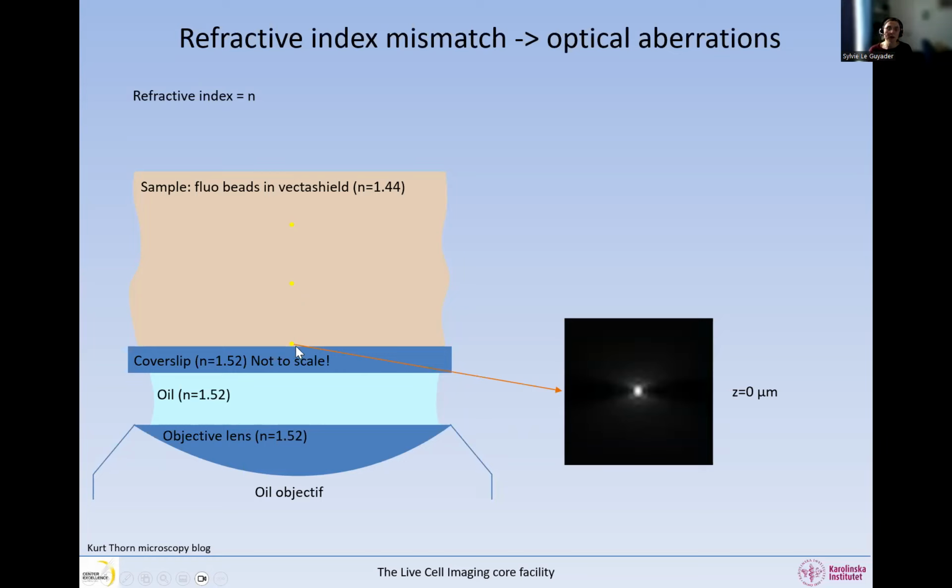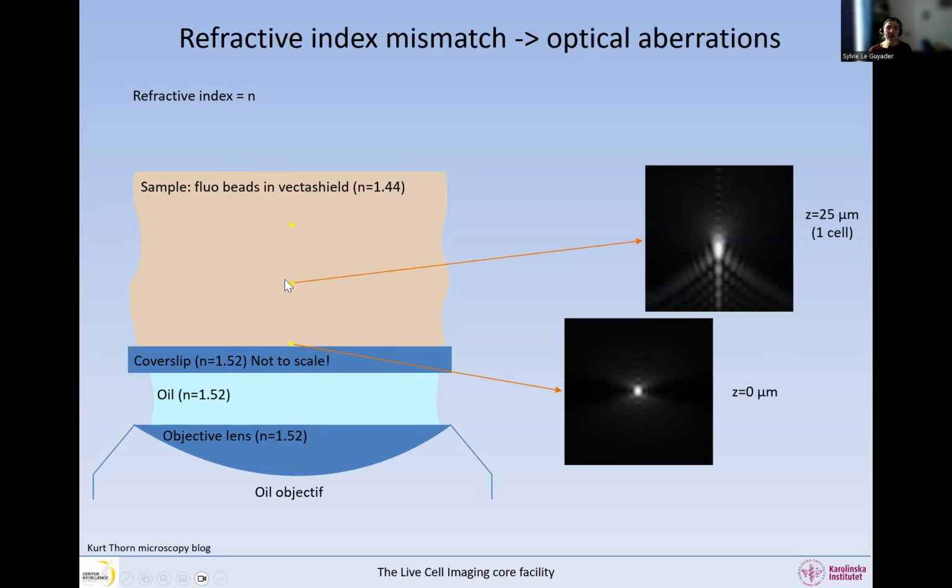If we look at the point spread function that is created by this bead, so the image of this bead, when we image it, this is what it looks like. So Z equals 0 means that the bead is stuck onto the cover slip. If now we are imaging this bead, which is 25 microns away, and 25 microns, by the way, is about 1 cell diameter, so it's not very big. So that would be, for example, imaging a fluorophore at the bottom of the cell and at the top of the cell. Okay, 25 microns away.